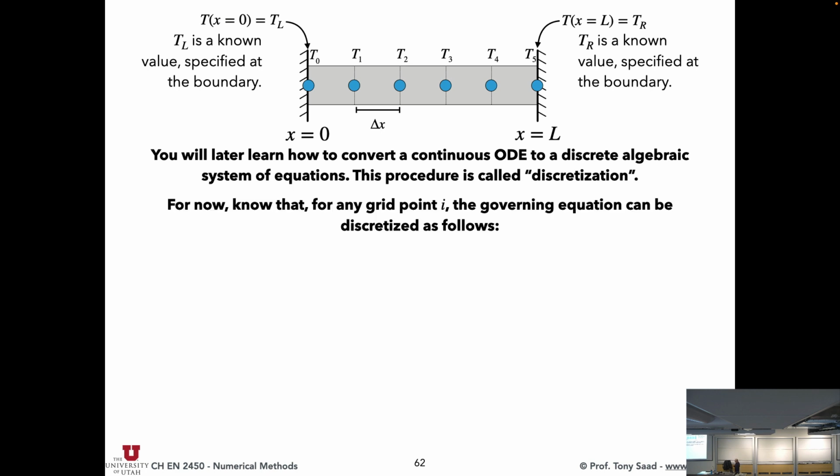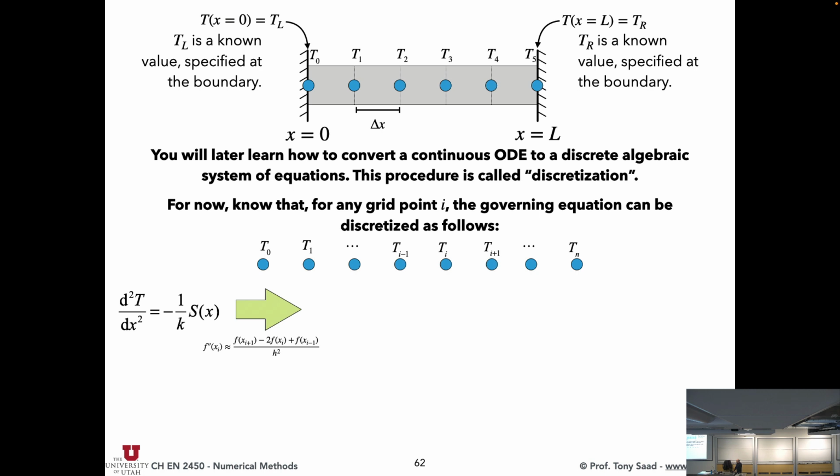For now, I will give you this formula: for any interior grid or mesh point i, for any point inside that rod, so T1, T2, T3, T4, and so on, the governing equation can be discretized as follows. For any number of points, it could be 4 points or a million points, the formula is the same. You take this formula, you replace the second derivative with that approximation I showed you on the first slide, you plug it in here, and for any point i you get a relation between the temperatures at points i plus 1, i, and i minus 1.